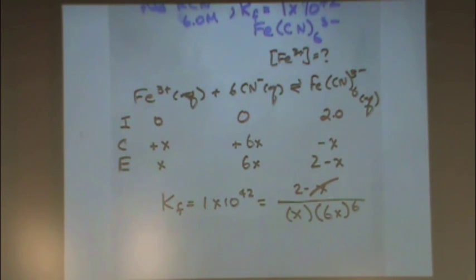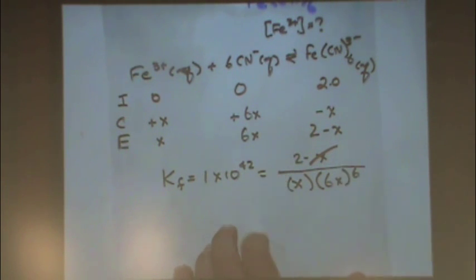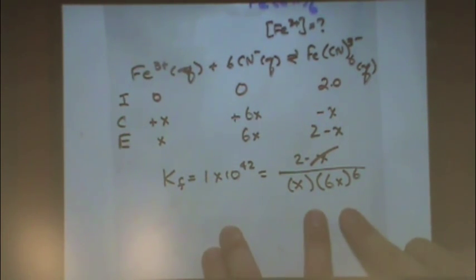Would you have to justify your assumption? If you did, you just get to x, and you're going to compare it to the number 2. So you go x divided by 2 times 100. If that's less than 5%, you're good. This should be crazy, crazy tiny.